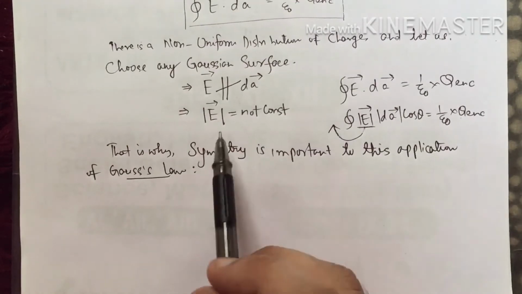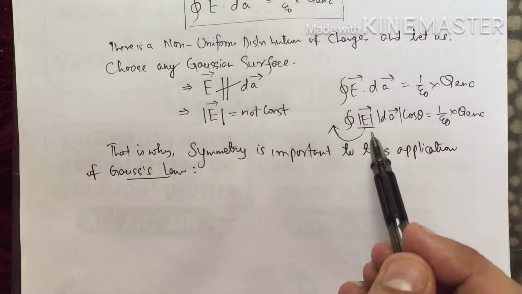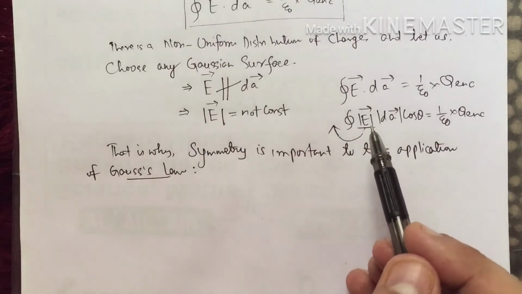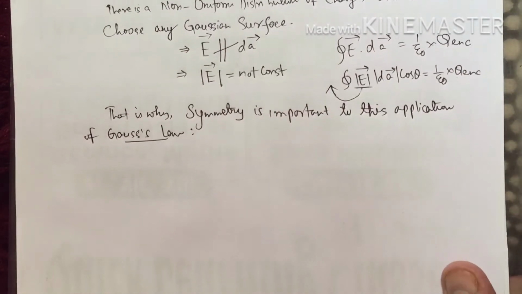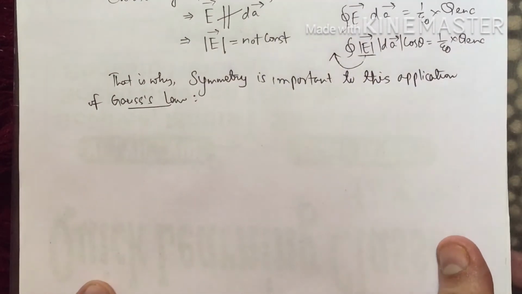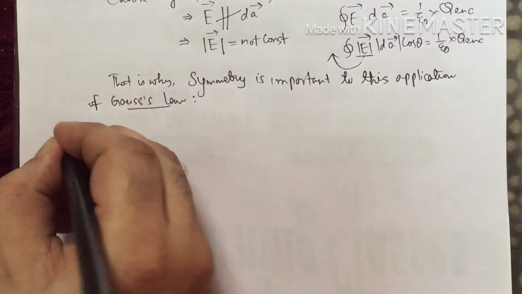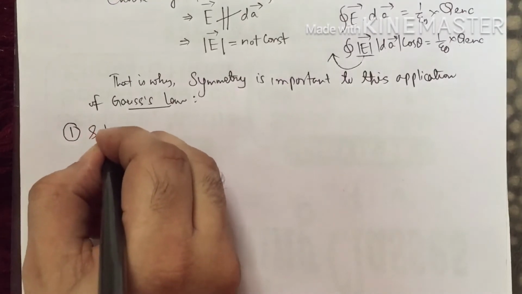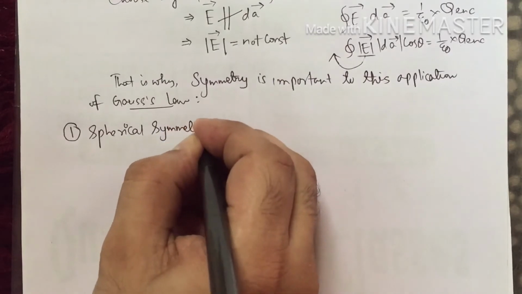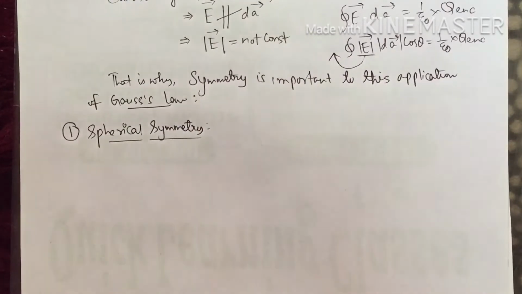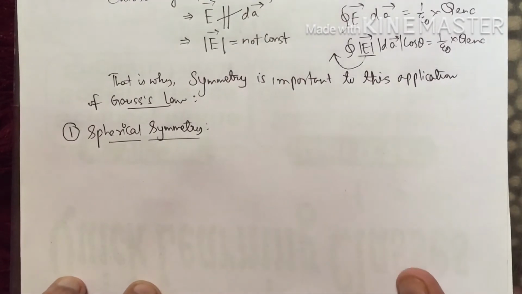So this is the reason if we choose any Gaussian surface, the main task to calculate the electric field will not be possible. So therefore, as far as I know, there are three kinds of symmetrical distribution of charge. The first is called spherical symmetry. Now, what would be the Gaussian surface for the spherical symmetry?